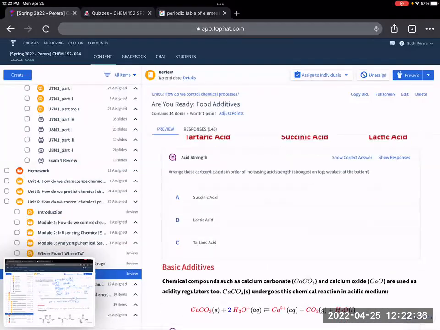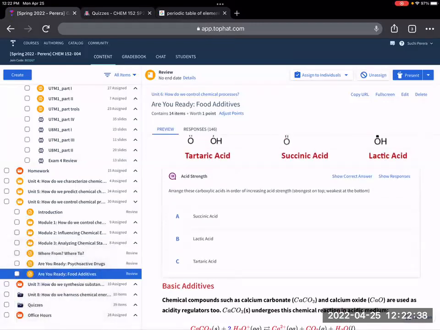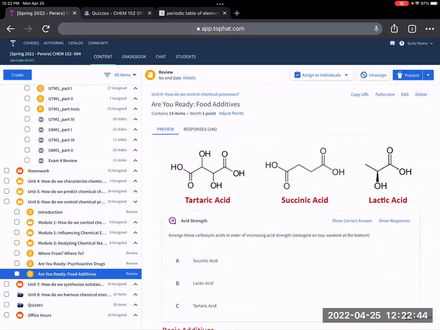Moving on, arrange these carboxylic acids in order of increasing acid strength. You are given some carboxylic acids, and let's see what's going to happen here.